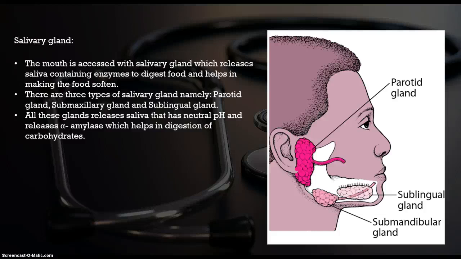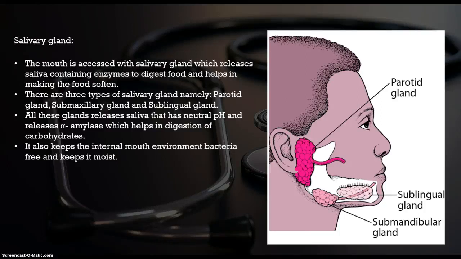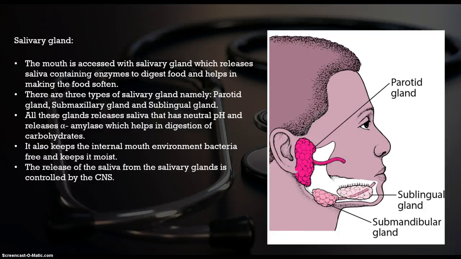This saliva which is released contains an enzyme that is known as alpha amylase. This alpha amylase helps in the digestion of carbohydrates. It keeps the internal mouth environment free from any kind of bacteria and it keeps it moist.